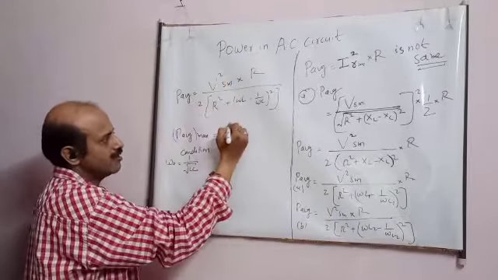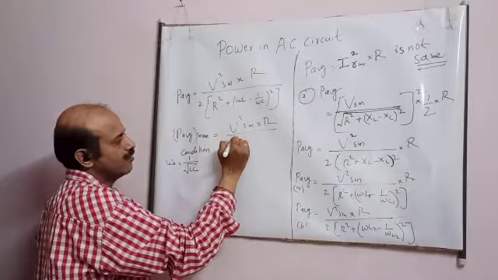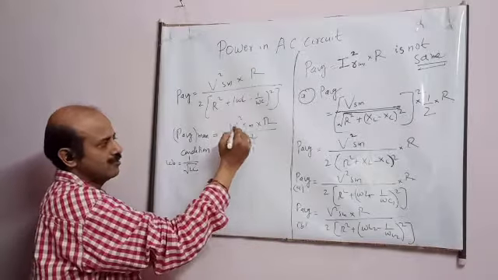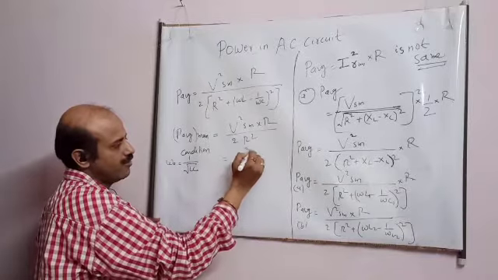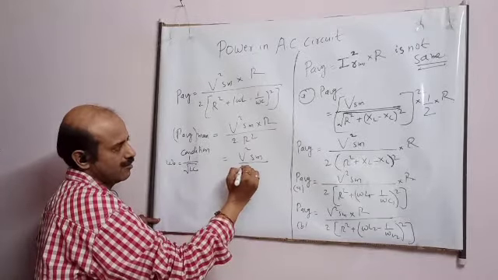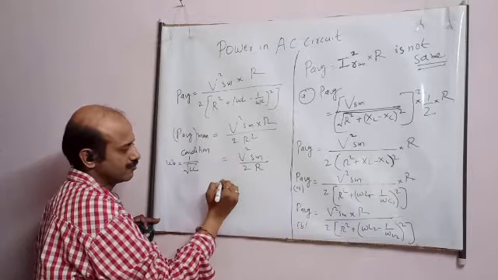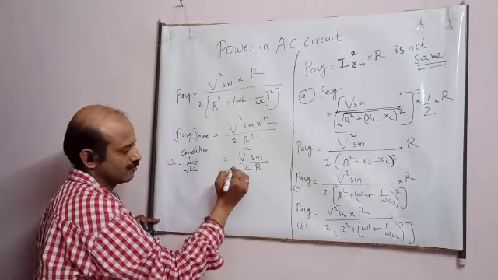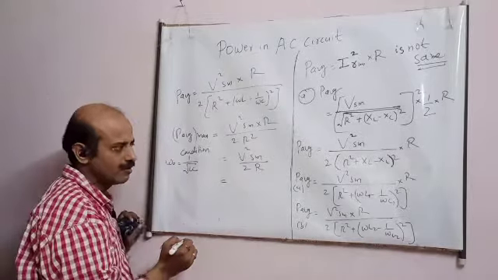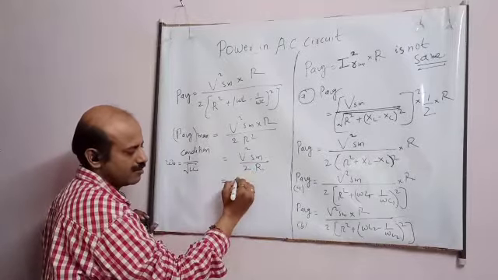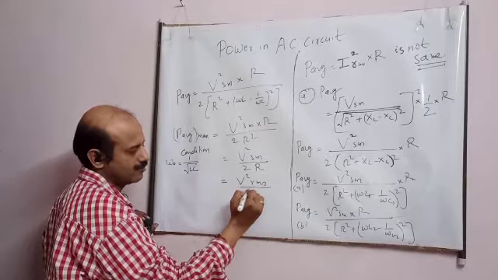And what is the value, student? V square Sm into R upon 2R square. This is 0. So if I simplify it, this will become V square Sm upon 2R. This, student, can be written as V square RMS upon R.